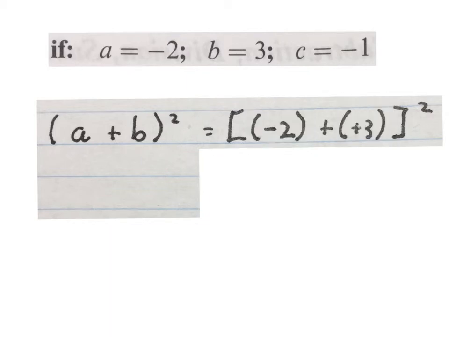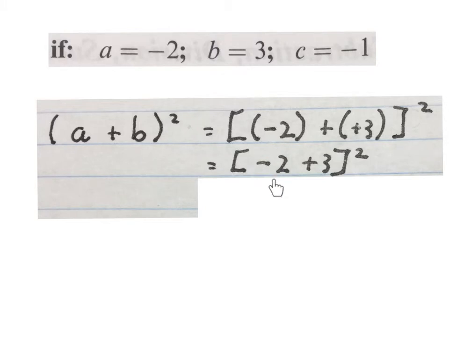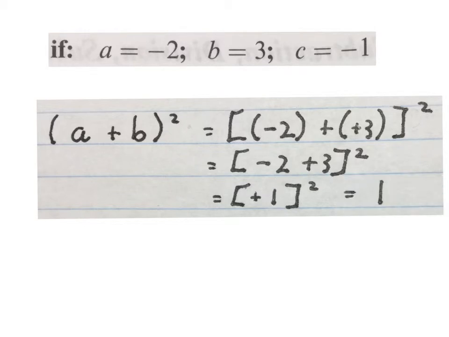Replace the variables, each one in his own bracket with his own sign. Inside this bracket there are now two parts, this minus 2 and this plus 3. The minus 2 waits and the plus times the plus gives me plus 3. Still have to simplify inside this bracket further. Minus 2 plus 3 gives me a plus 1 inside of the bracket. Plus 1 times plus 1 gives me plus 1 for a final answer.